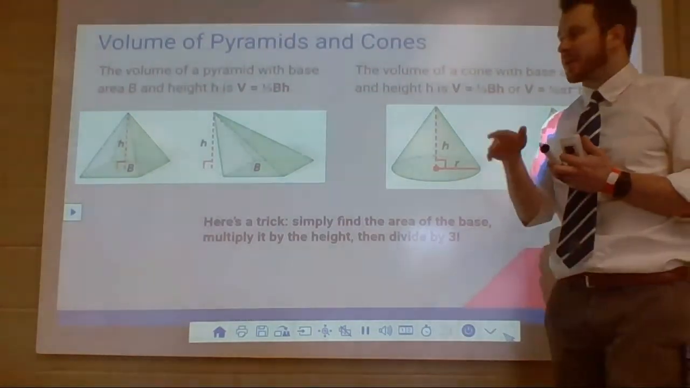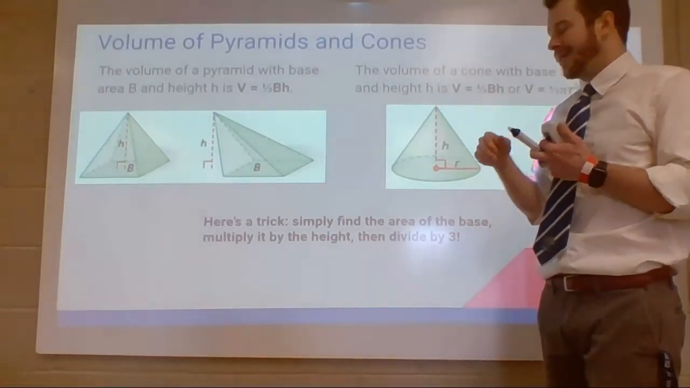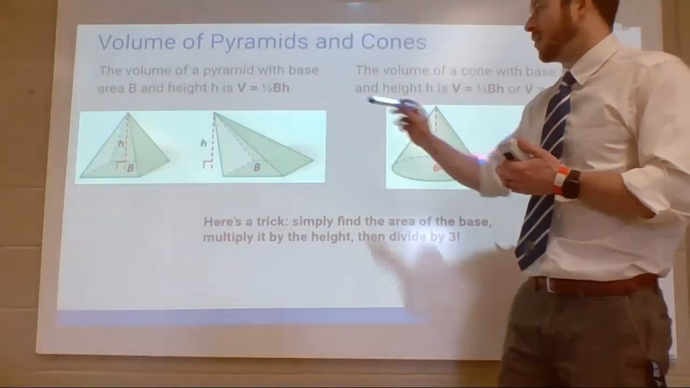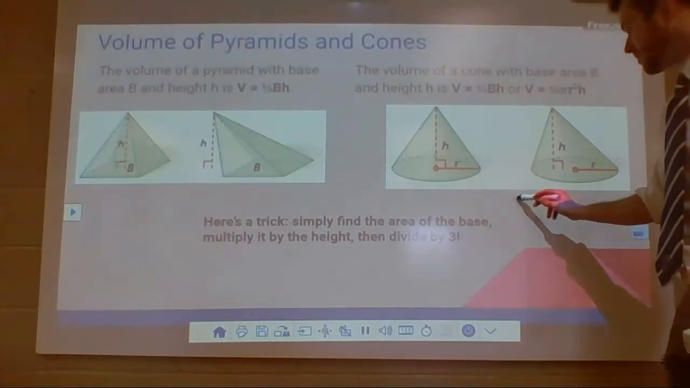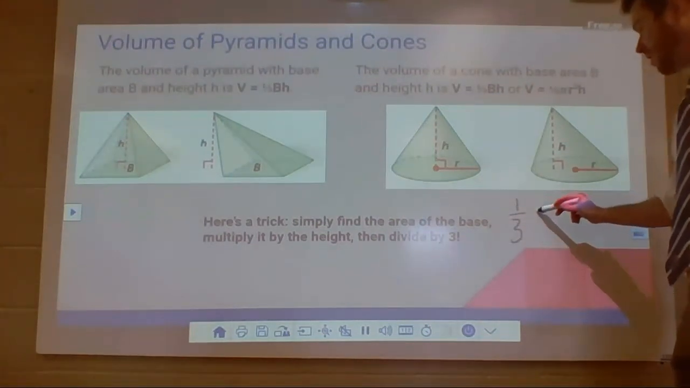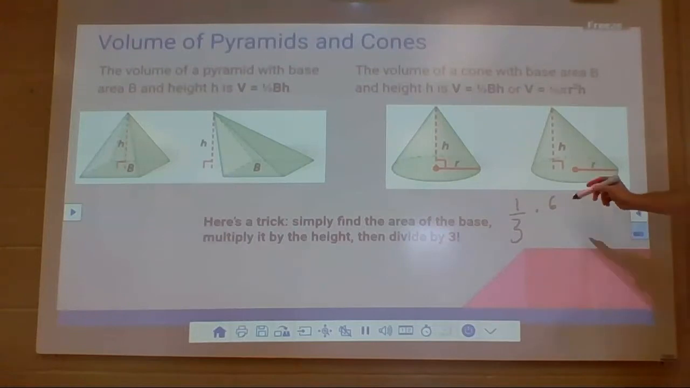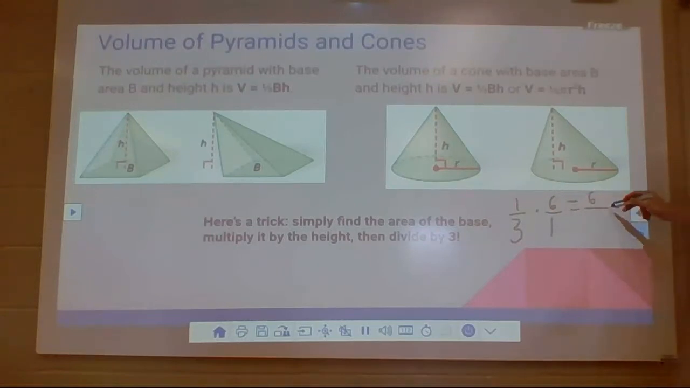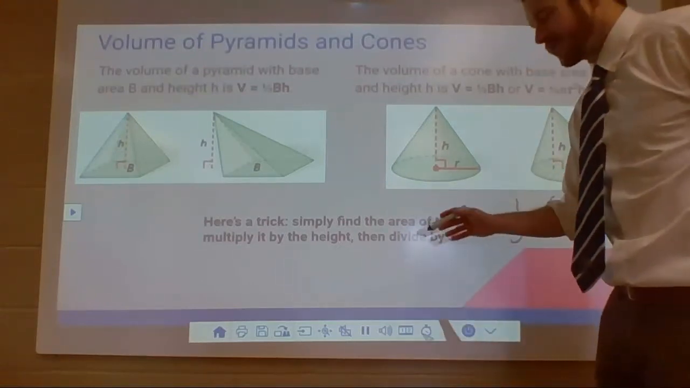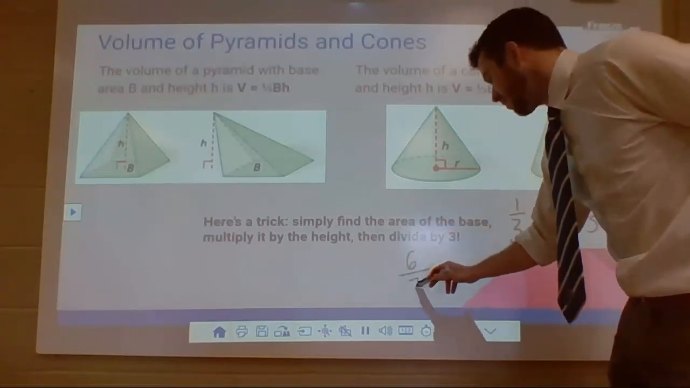So here's a little trick. Here's what I prefer to do. Instead of multiplying by 1/3, I like to divide by 3. I like to find the area of the base times the height and then divide by 3. Because check this out. Let's just say 1/3 times 6. Well, I'm going to rewrite 6 as 6 over 1. 1 times 6 is 6. 3 times 1 is 3. Doesn't this end up looking like 6 divided by 3? Well, what is 6 divided by 3? It's 2, right? So 1/3 times 6 equals 2. Or instead of just multiplying by 1/3, just say 6 divided by 3 equals 2.